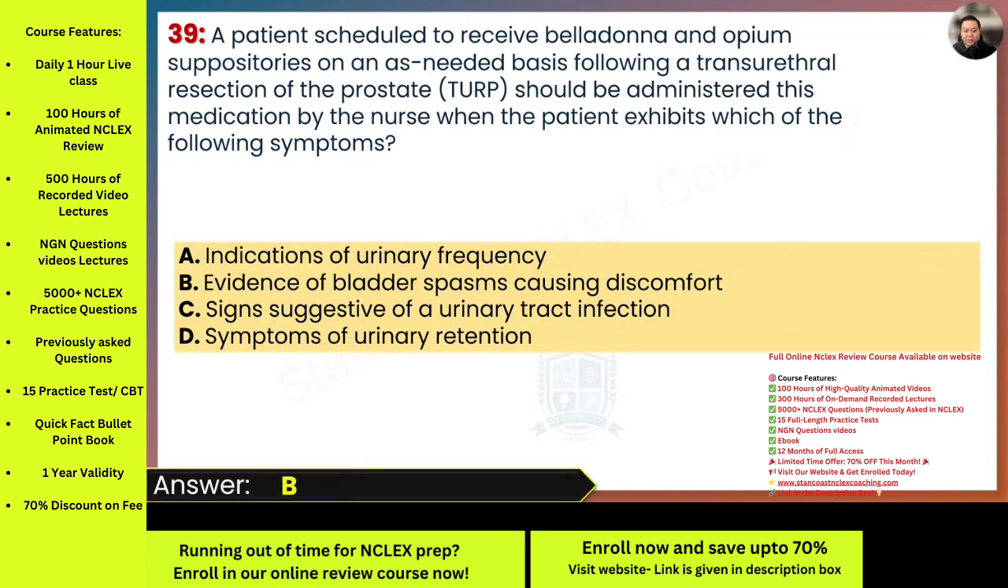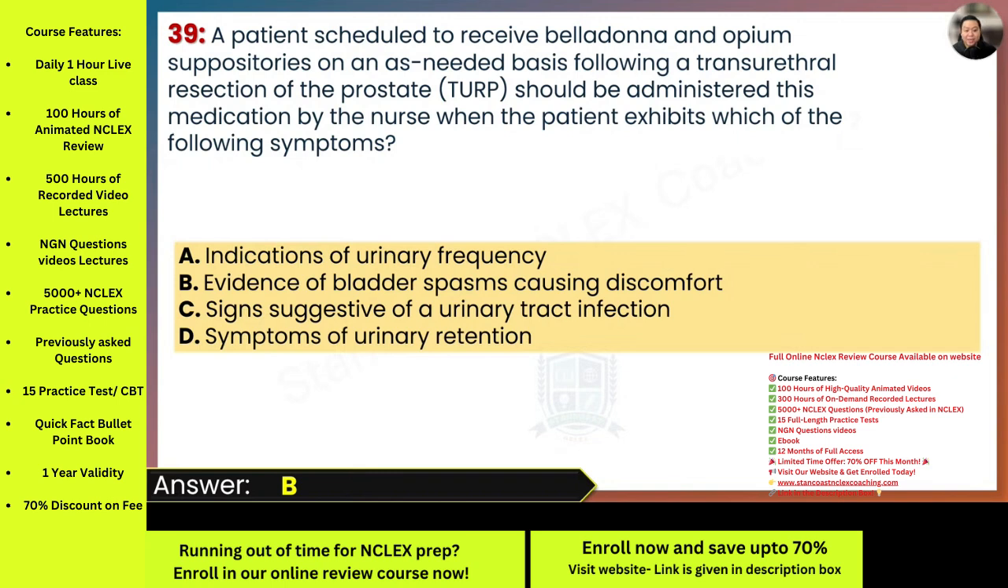Why is that correct? Well, after a TURP, patients commonly will experience bladder spasms, which can be very uncomfortable. And this will happen due to the irritation of the bladder wall caused by the surgical procedure.